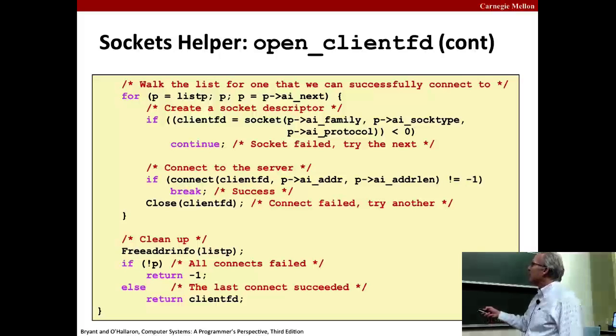And so if that succeeds, I'm going to break out of this loop. I'm going to then free this data structure and return the file descriptor for this particular function. Its job is to open a connection to a server and return a file descriptor for it. And this is just what happens if you fall out of the loop not having made any connections.